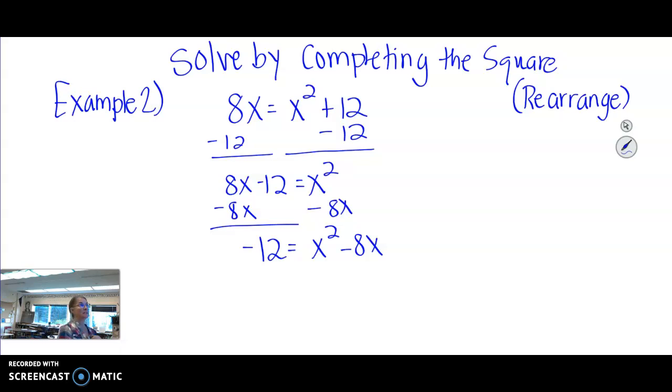And this also involves completing the square when my b value is negative. So if you have a negative b value, how does that affect this? And we'll look at that in a second here. All right, so I have, I didn't write my equal sign there, -12 equals x squared minus 8x. Now I'm going to complete the square.